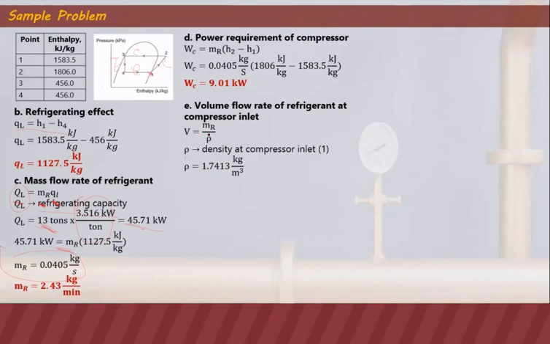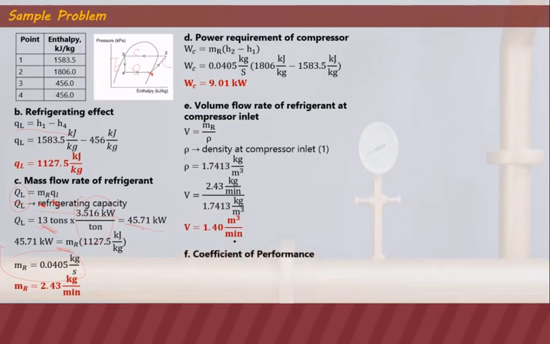Since we already have the mass flow rate, all we have to do is substitute them, and our volume flow rate is 1.4 meter cube per minute. So this tells us that per minute, the volume of refrigerant that is flowing in the compressor inlet is 1.4 meter cube.